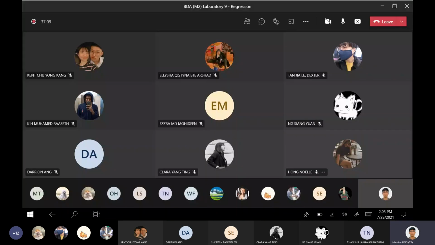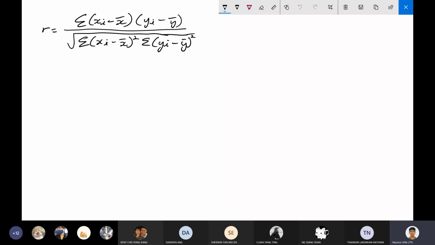Now, in Excel, you actually see this term called R squared, sometimes written as R square. This is essentially Pearson's correlation times Pearson's correlation. But this R square actually has another name. It's called the coefficient of determination.